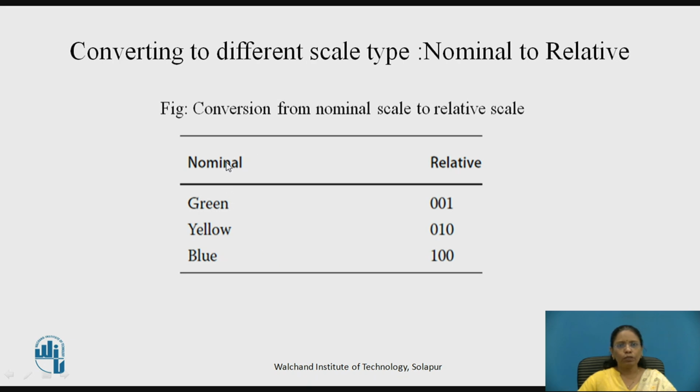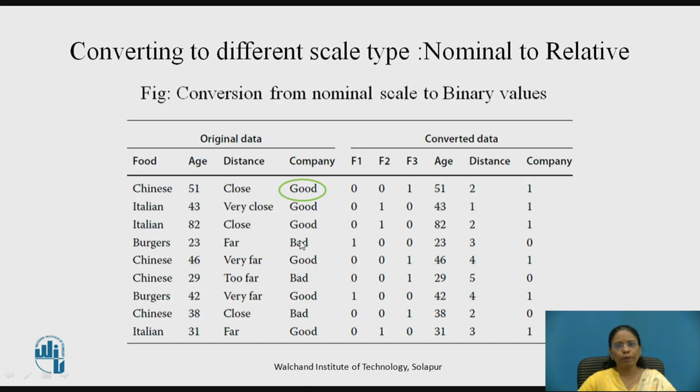Similarly, we can convert this nominal data, which is green, yellow and blue, to a relative scale in the binary form. As for green, as there are again 3 colors, I can consider 3 digits. Green is 001, yellow is 010. For company, there is good and bad. Only 2 categories are there, so we can consider it like 0 or 1. That will be enough for representing the company. For good, I can consider the digit as 1, and for bad, I can consider the digit as 0. So I can convert this nominal scale to binary scale.